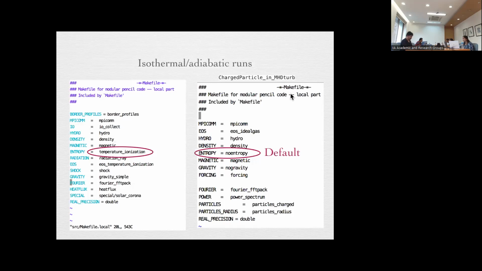Okay, and then I was also talking about this isothermal and adiabatic run. So suppose this is your makefile.local, and you have these tags here, these hooks here.